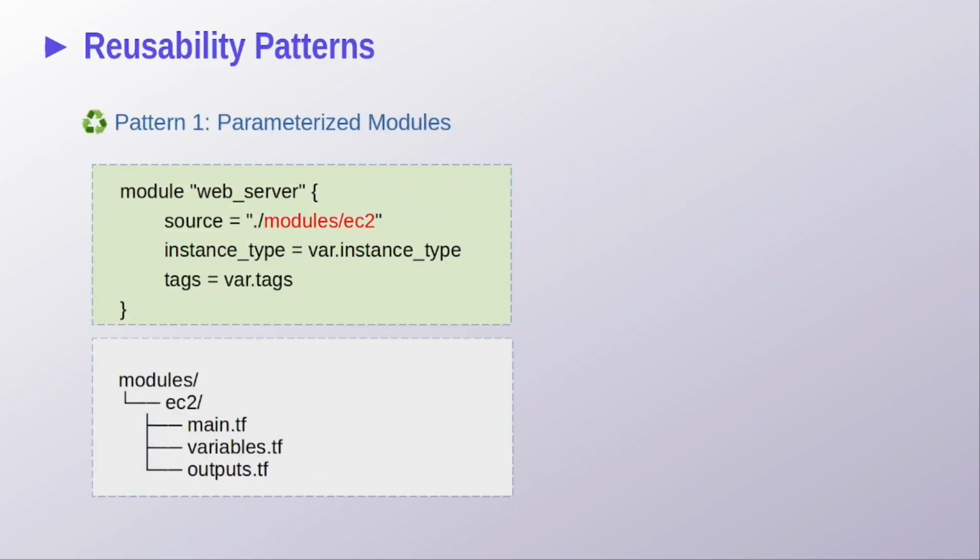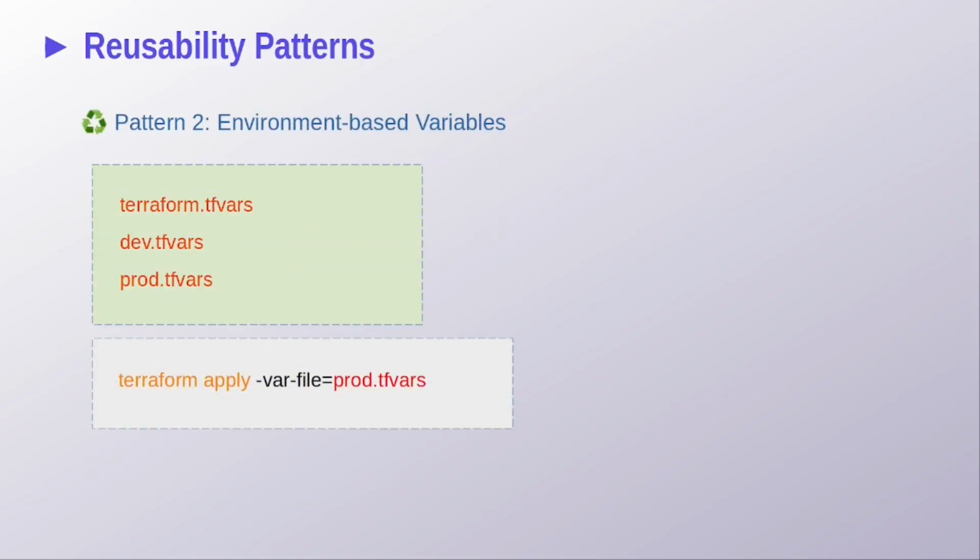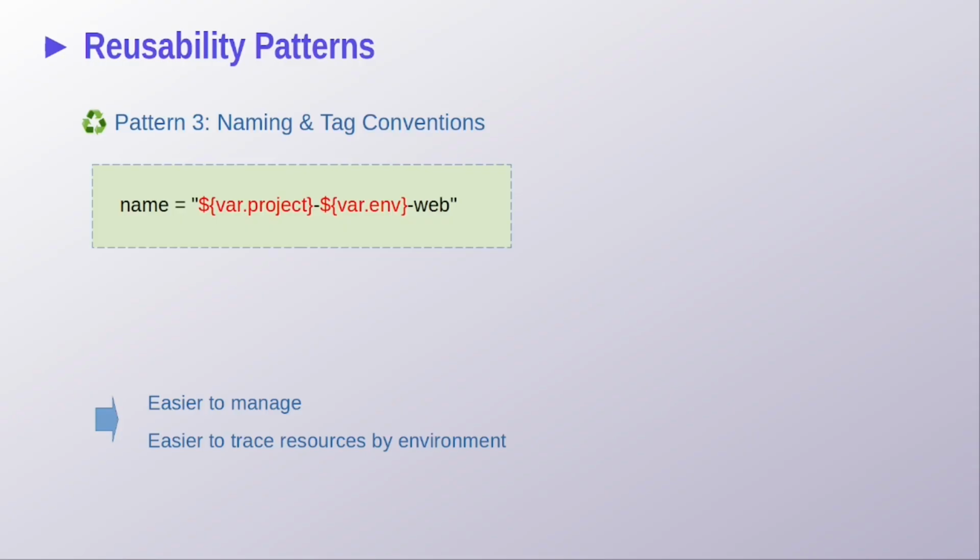Reusability patterns. Now let's connect everything. Pattern 1. Parameterized modules. Pattern 2. Environment-based variables. Pattern 3. Naming and tagging conventions.